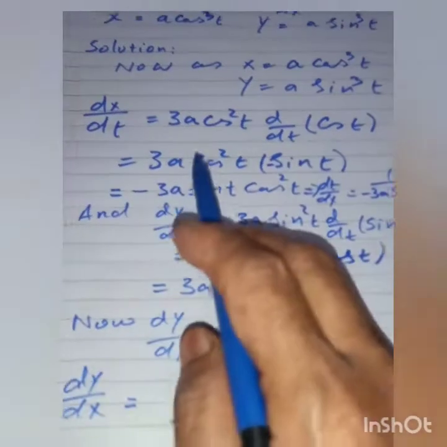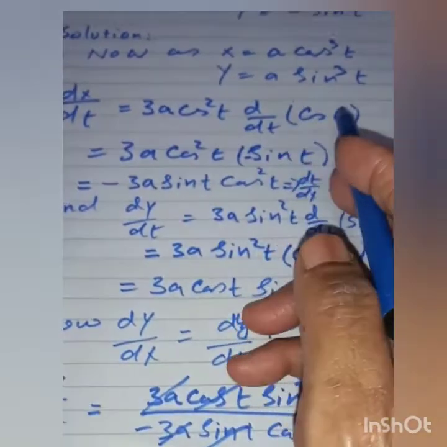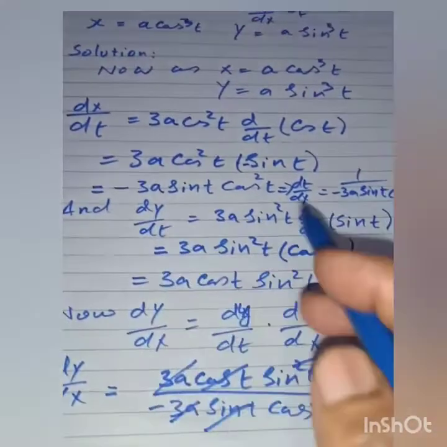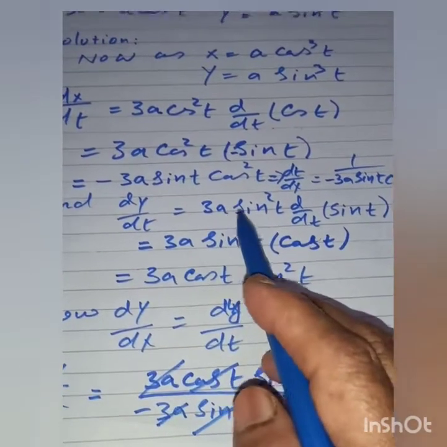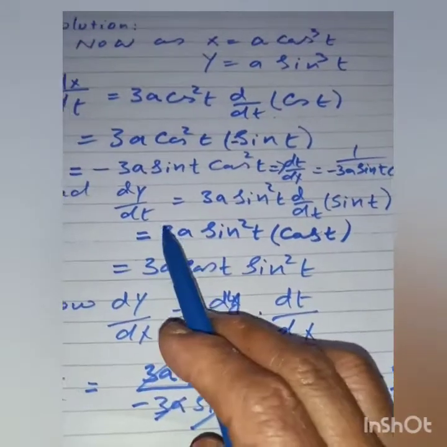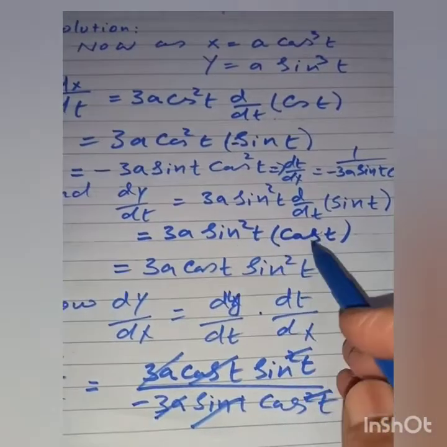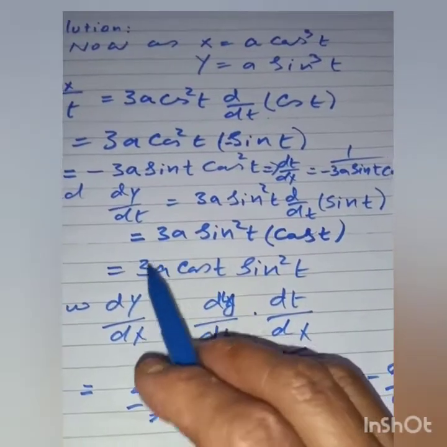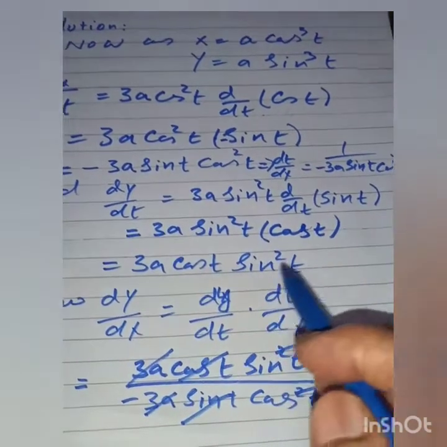Similarly, as we are given y is equal to a sin of cube t, dy by dt will be equal to 3 times a into sin square t into d by dt of sin t. So 3 times a into sin square t into cos of t. This will be equal to 3 times a into cos of t into sin square t.